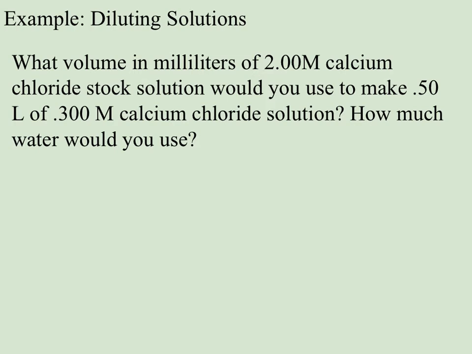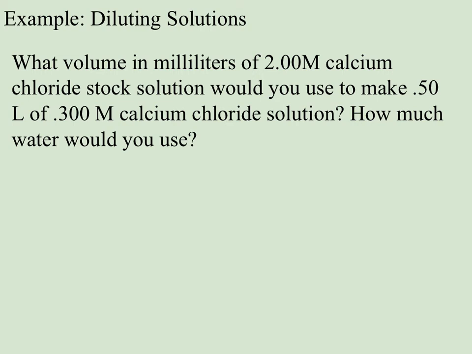What volume in milliliters of 2 molar calcium chloride stock solution would you use to make 0.5 liters of 0.3 molar calcium chloride solution? How much water would you use? So the equation we had on the previous page said that M1 times V1 should equal M2 times V2. The reason for this is that my original stock solution molarity is going to be high, whereas the volume will be less, and when I get done, I'm going to increase the volume but decrease the molarity, so when I multiply them, it should be equal to what I started with.